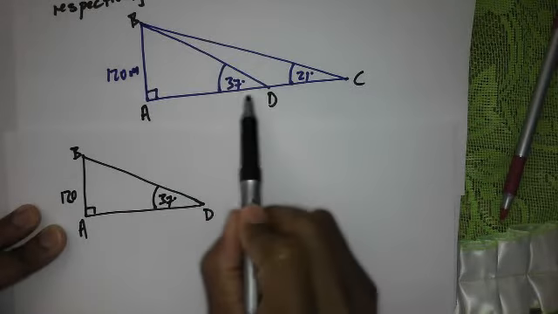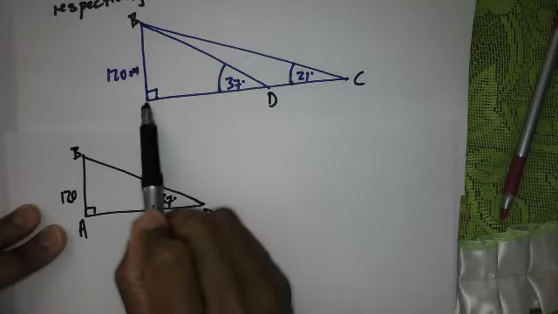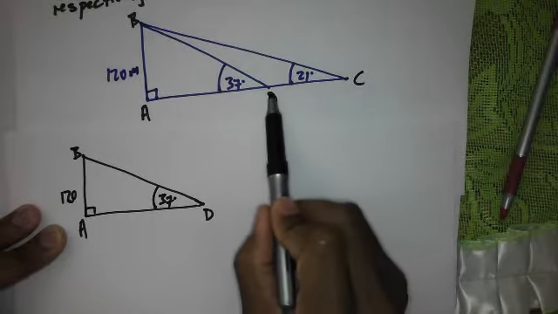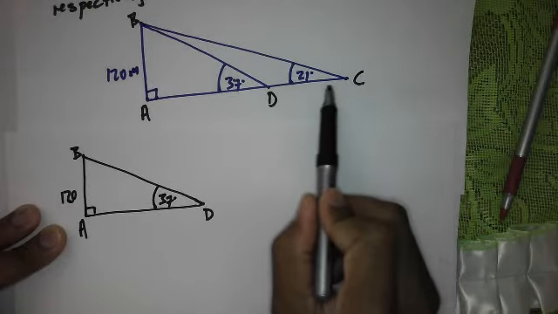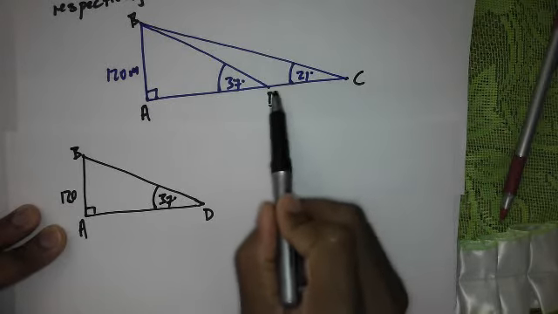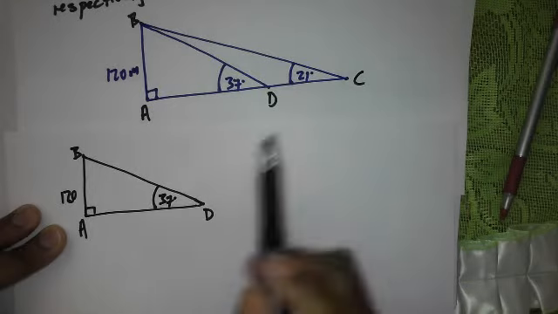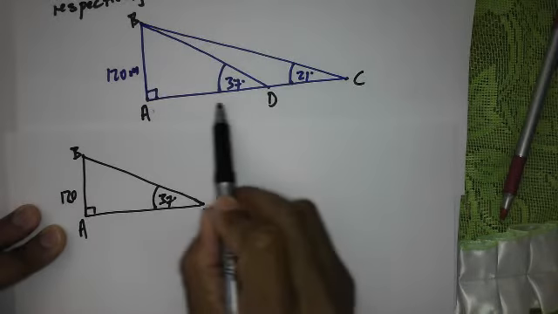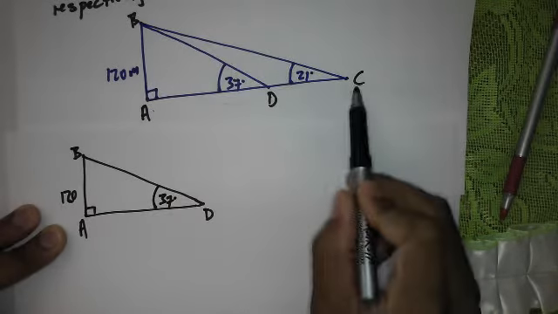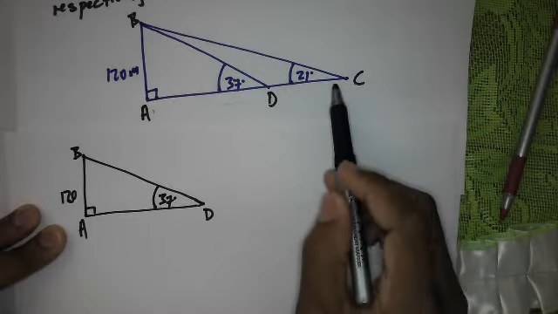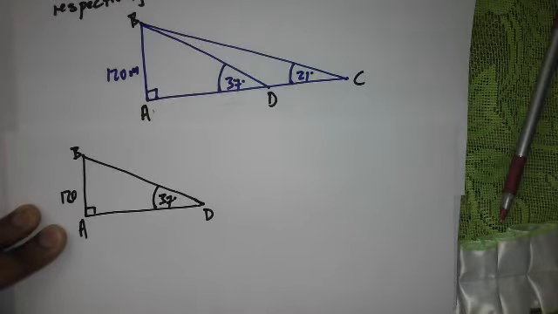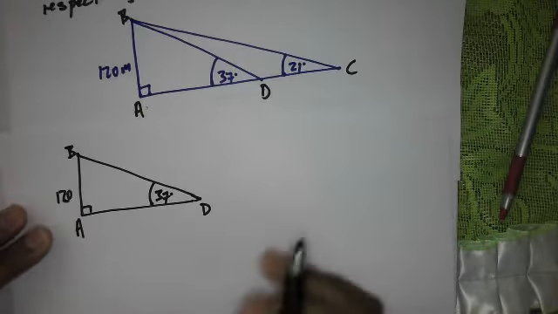Because if I know AD, and I know the overall distance AC, then I can find this distance here. This is the distance between the ships, how far the ships are apart. So I could simply subtract this AD from the total distance AC, and then I would have found the distance between the ships. So I'm going to find this distance first.